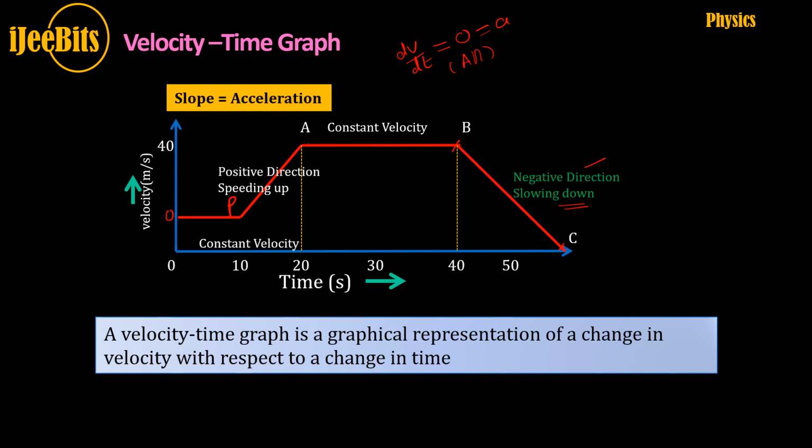Negative slope, negative dv by dt is nothing but negative a. So negative acceleration is nothing but a retardation. Alright, this is how you can recognize each and every segment in the VT graph. This basically tells you how the particle travels. The behavior of the particle can be described by understanding the graph.